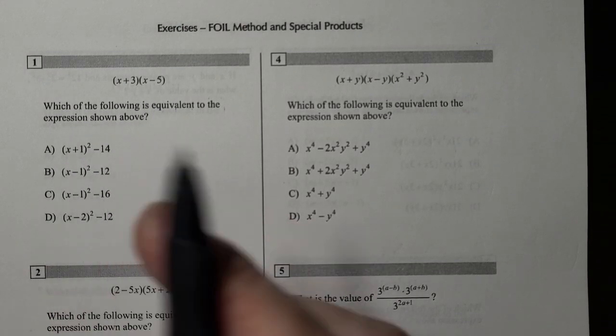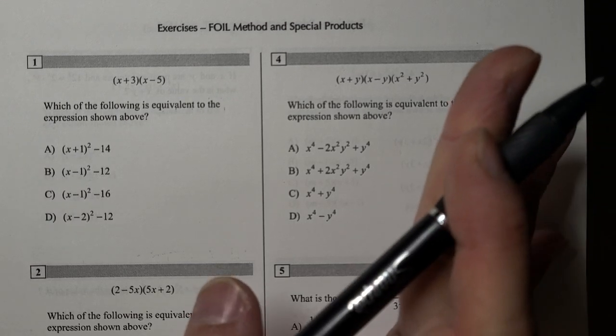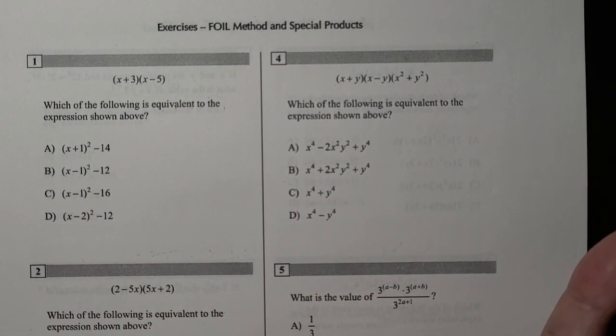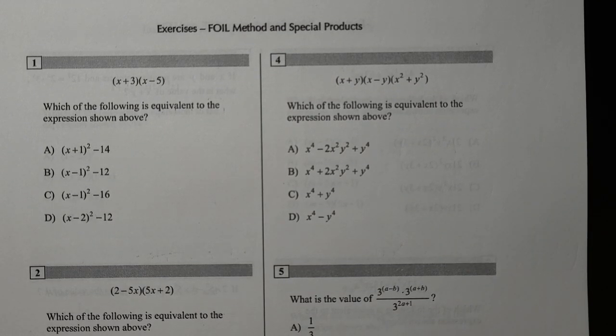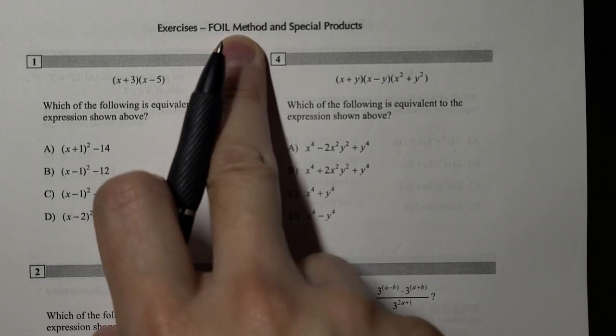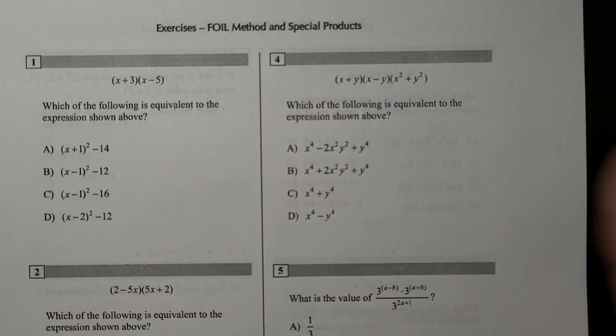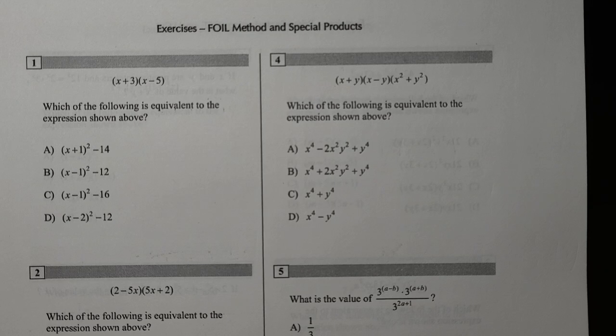Okay, so this looks like it can be very time consuming if you expand this out and expand all these out. You probably don't want to do that. So let's think of a little smarter method. This doesn't even have to involve FOIL. This probably involves what they call special products, or if this sounds familiar, the zero product property. This might actually help you.